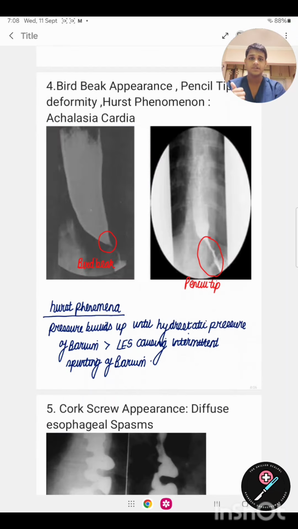Then there is the bird beak appearance or the pencil tip appearance seen in barium contrast insertion in achalasia cardia, as you can see here. Then there is the Hurst phenomena. The pressure builds up until the hydrostatic pressure of the barium contrast increases. Then the pressure of the lower esophageal sphincter causes intermittent spurting of barium in the stomach. This is seen in barium contrast study during achalasia cardia.